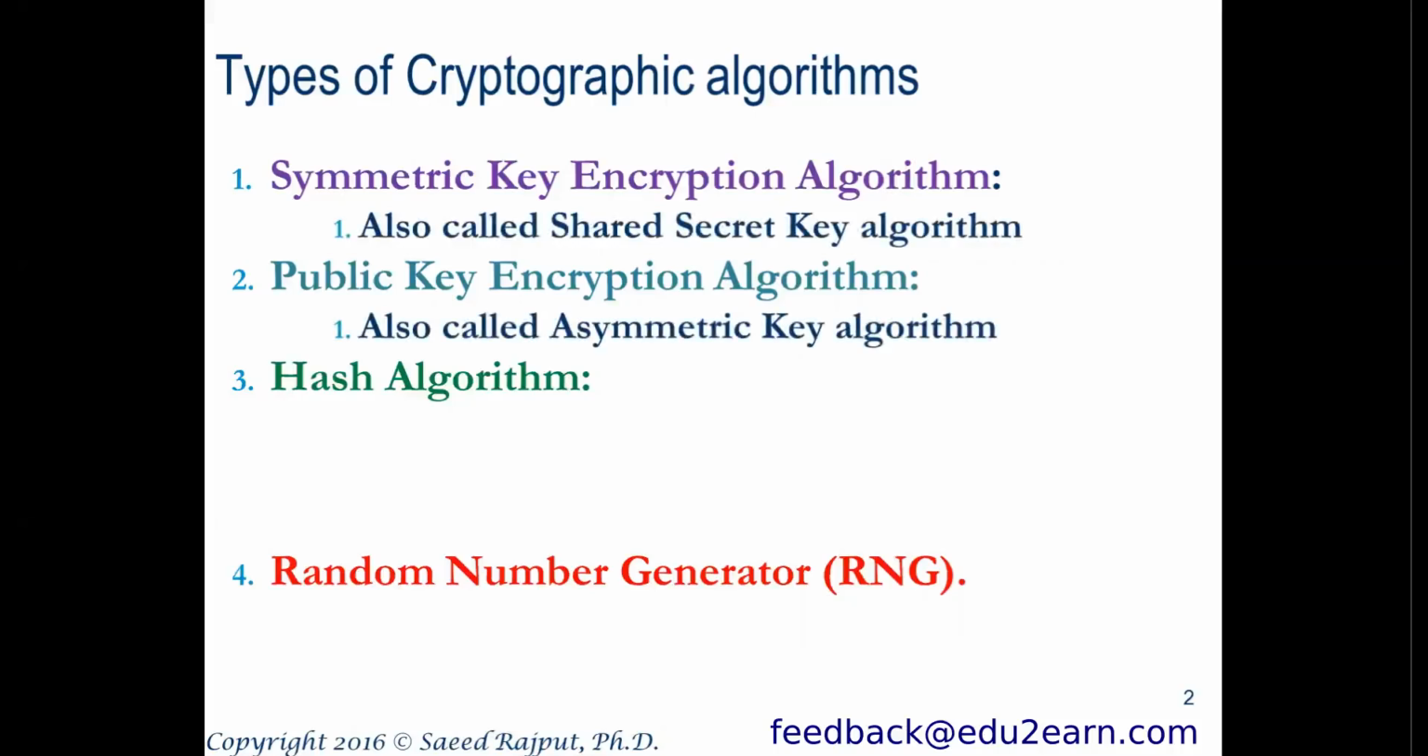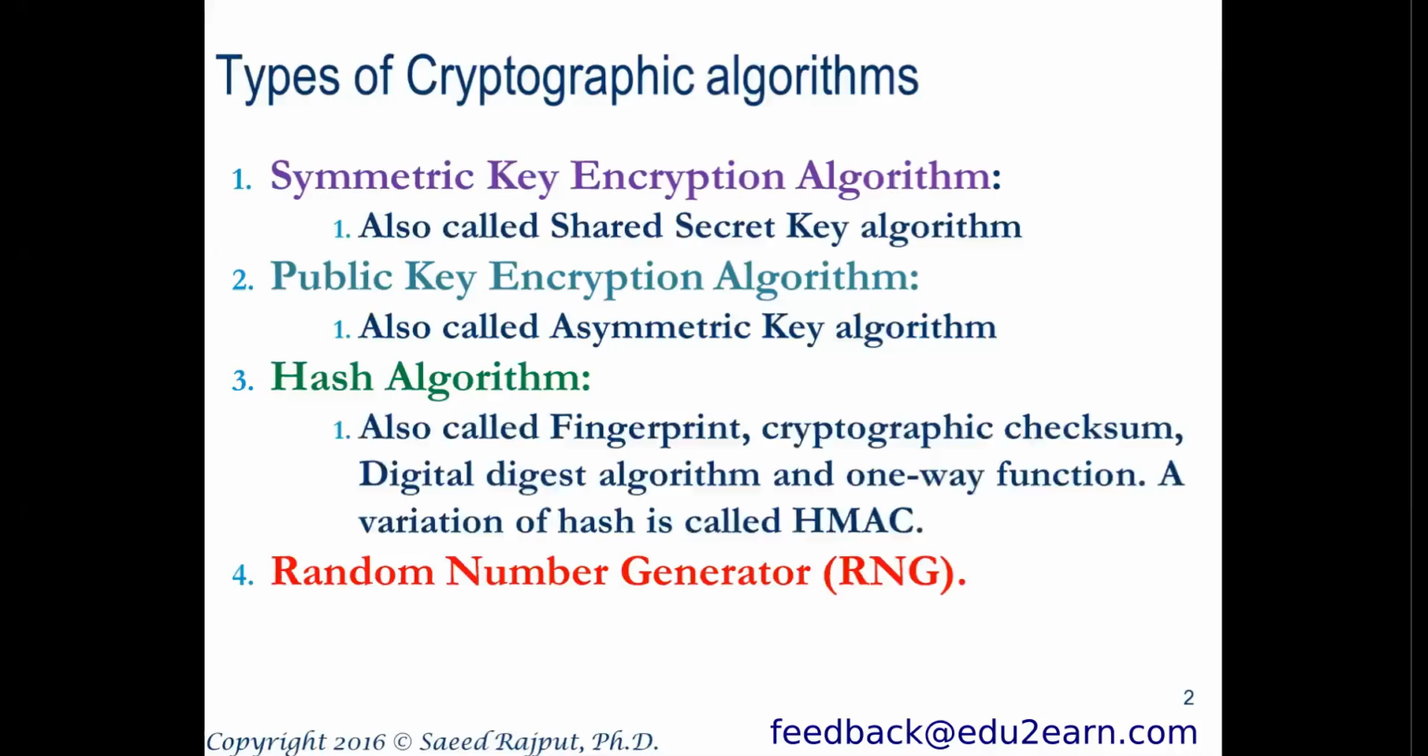Symmetric key encryption is also sometimes called shared key algorithm. Public key encryption algorithm is sometimes called asymmetric key algorithm. The hashes are also sometimes called fingerprints, cryptographic checksum, digital digest algorithm, one-way function. There is another variation of hashes. It is called HMAC. Those are the 4 basic types.